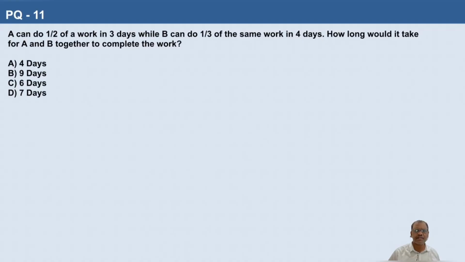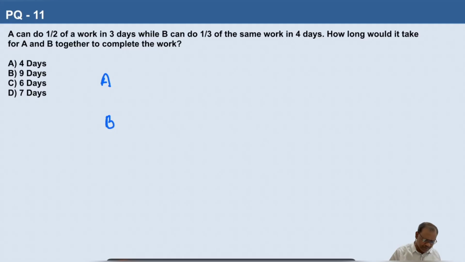Question number 11. A can do half of a work in 3 days, while B can do 1/3 of the same work in 4 days. How long would it take for A and B together to complete the work? So here we have A and B. A can do half of the work in 3 days.